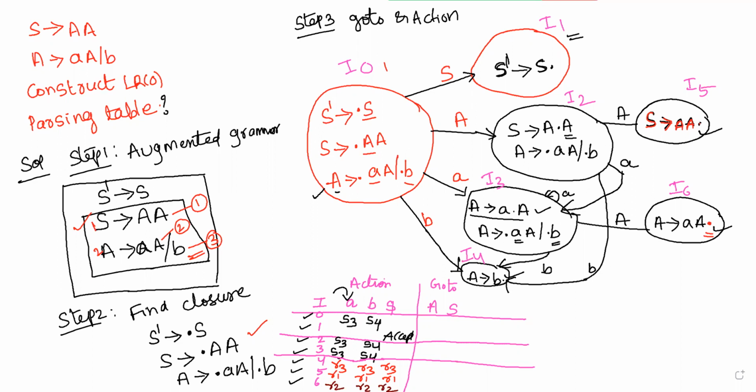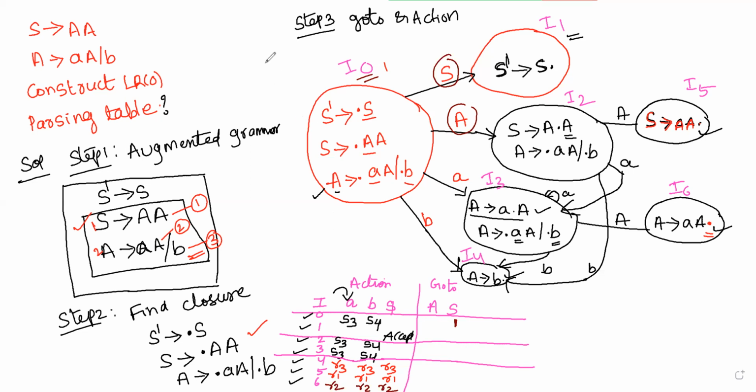Now you go for the goto. So what is the value of I naught on A? These are called goto moves, for the capital letters S and A. Go to I naught on S, go to I1. So you write here I naught on S go to I1. So now I am going to write here 1. Next, I naught on capital A go to I2.